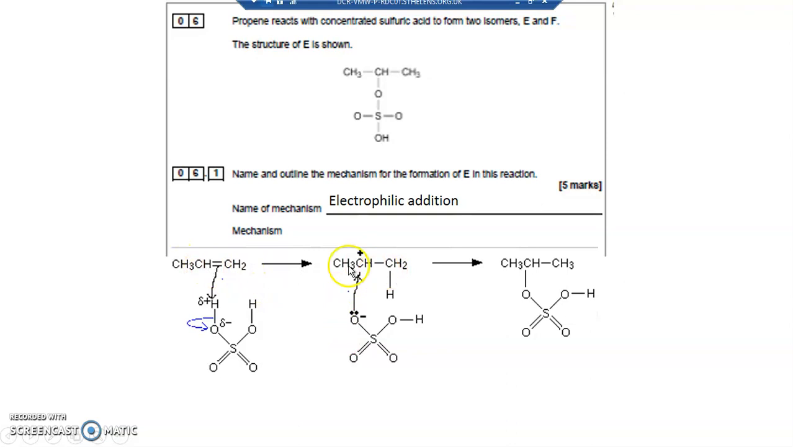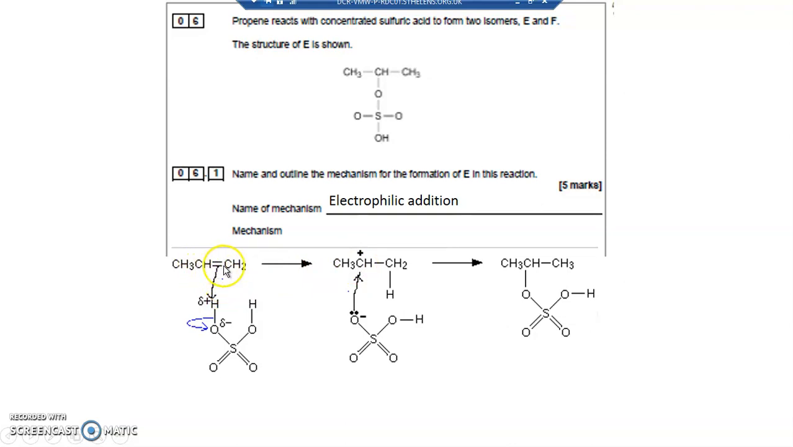What actually happens here is that the hydrogen bonds to one of these 2 carbons. How can you remember which one it bonds to? Well, the hydrogen bonds to the carbon with the most number of hydrogens. So that's one way of remembering where it bonds in most cases.